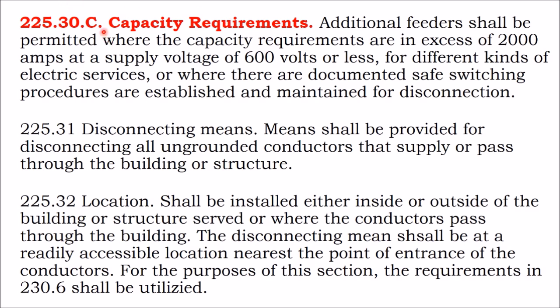Additional feeders where the capacity requirements are in excess of 2,000 amps at a supply voltage of 600 volts or less. When it says capacity requirements here, they're talking about amperage. You might get a 240 volt service at the commercial level. You might get a 480 volt service, twice the voltage. And so a 2,000 amp service at 208, often at that point they'll just say, oh, you go up to 480. Well, then you get to 2,000 amps at 480 and they say, all right, you're using a lot of power. We're going to put an additional feeder onto your building.